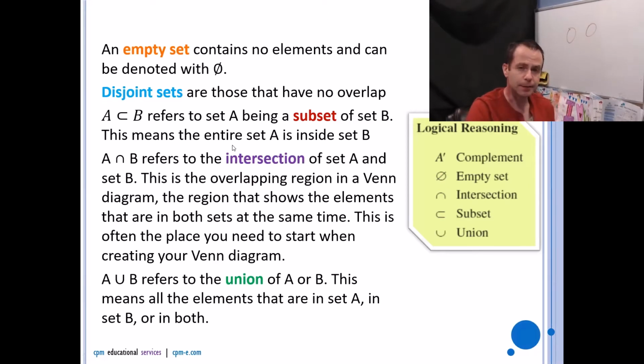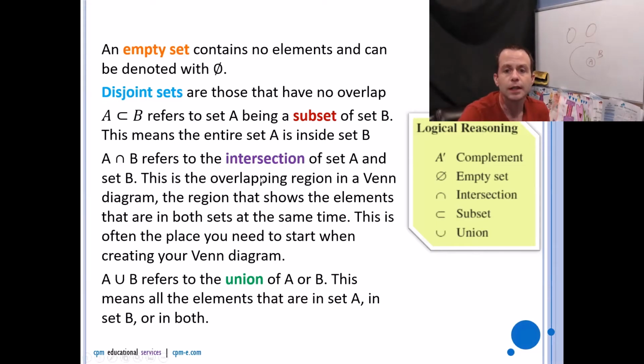A is a subset of B. That little symbol there refers to being a subset, okay? This means that the entire set A is inside set B. So an example of that might be, if this is set A and this is set B, you could say that A is a subset of B. Okay, but we can't say that B is a subset of A there, okay?